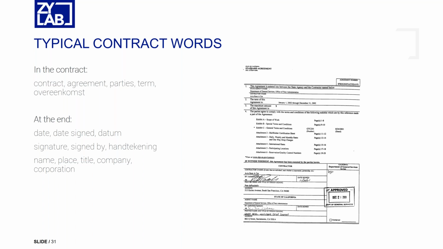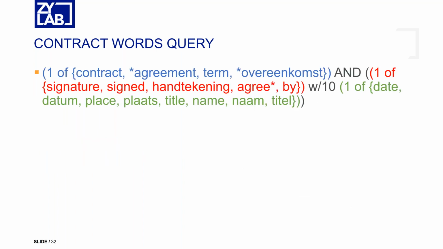So in the contract, I have these type of words, and normally at the end of a contract, I have keywords like date, date signed, signature, signed by, name, place, title, company, corporation. So those are typically keywords that are available in a contract. So what I want to do is use these keywords in a query.